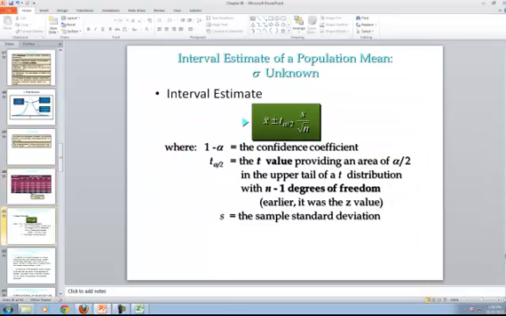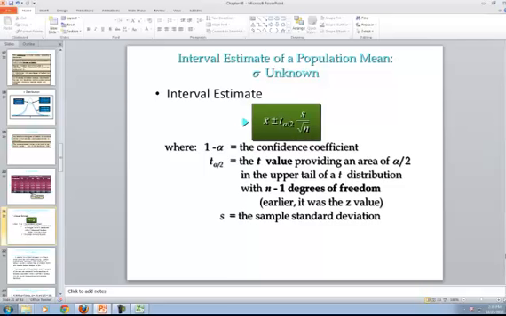Now here is the formula for constructing an interval estimate if you do not know the standard deviation of the population. As you will see, it looks very similar to the previous equation, right? In this case, it's x bar plus or minus the critical t, and then multiply it by the standard deviation of the sample and divide by the square root of the sample size. So the key thing here is being able to determine the critical t value.